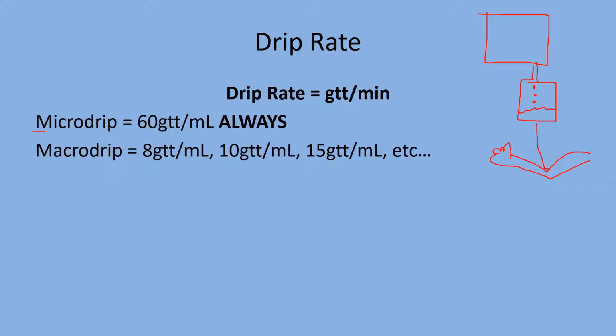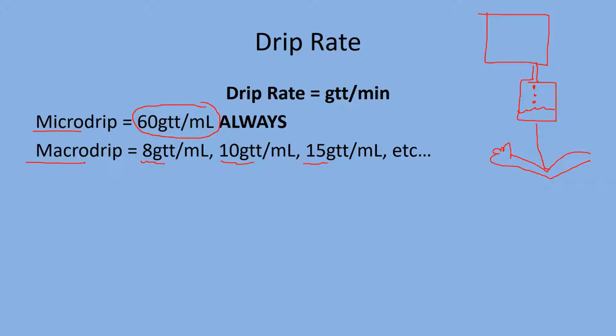So if you ever hear micro drip, it's always going to be 60 drops per ml by definition. So you have to memorize that. They may not even give you 60 drops per ml. They might just say micro drip. You've got to know. If it's macro drip, bigger drops, then they have to tell you. They'll give it to you: 8, 10, 15 drops per ml, etc.